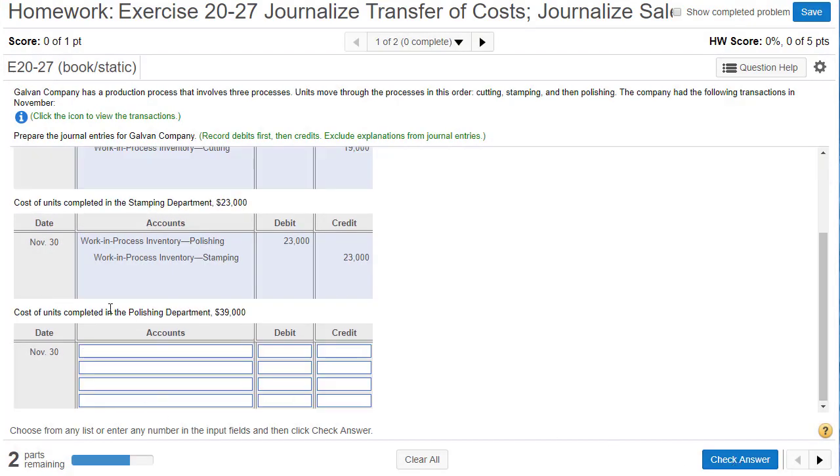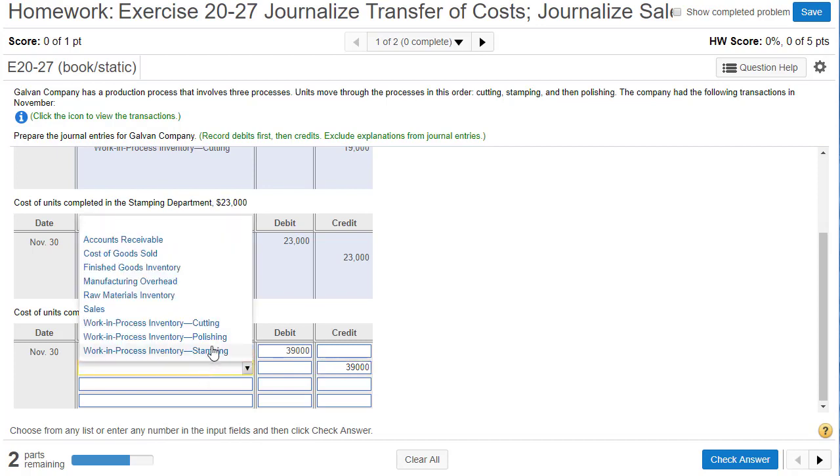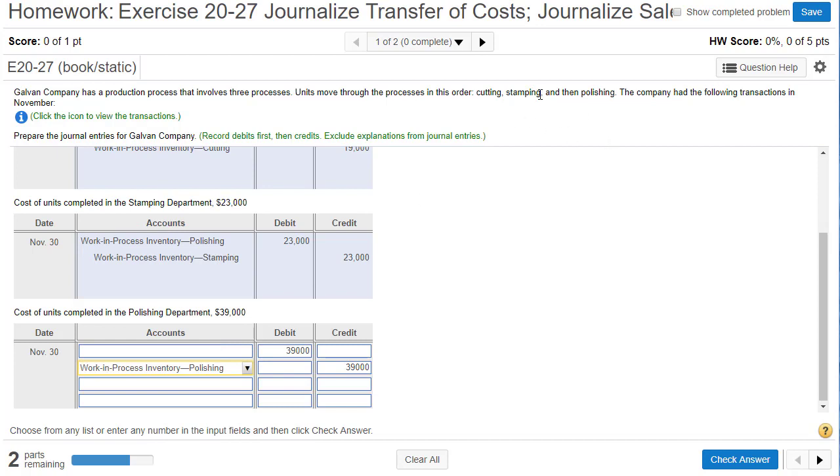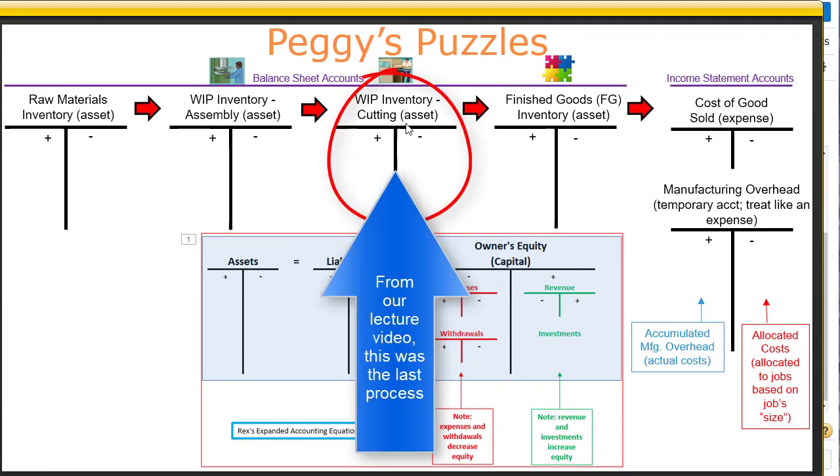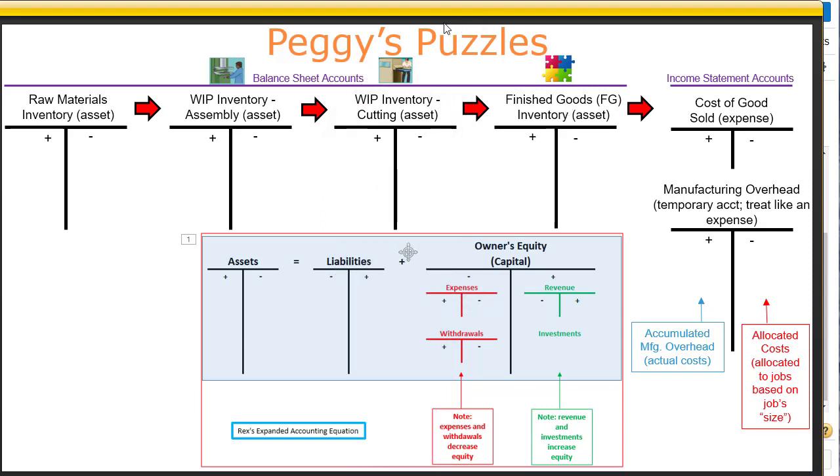And then cost of units completed in the polishing department, $39,000. So that means they're leaving the polishing department, so it's going to be credited. Where do they go after the polishing department? The order is cutting, stamping, and then polishing. So where do they go after the last process? They go from the last process to finished goods. So finished goods inventory is going to receive it with a debit.